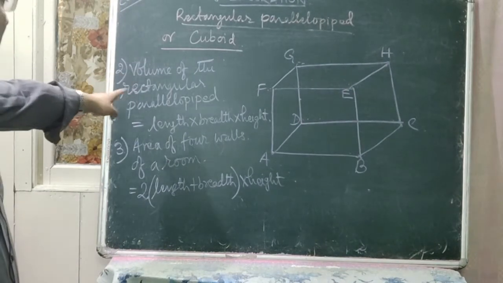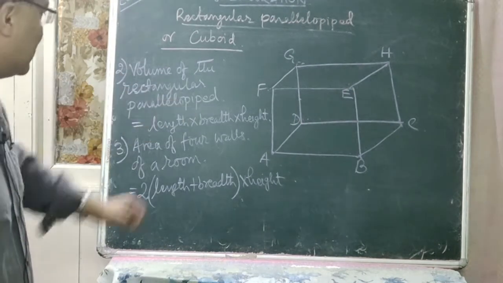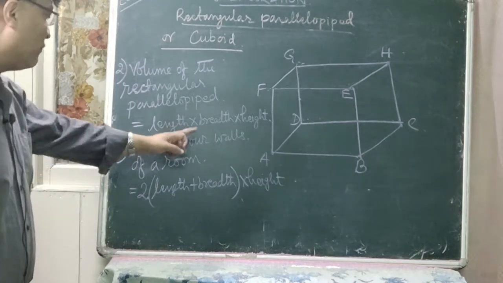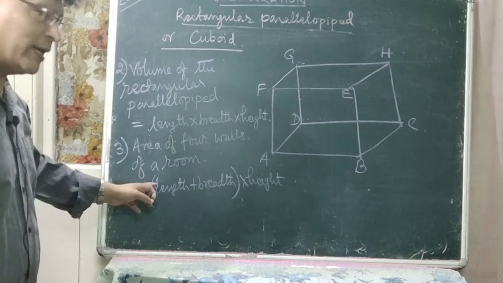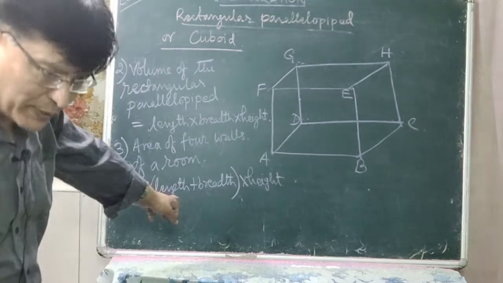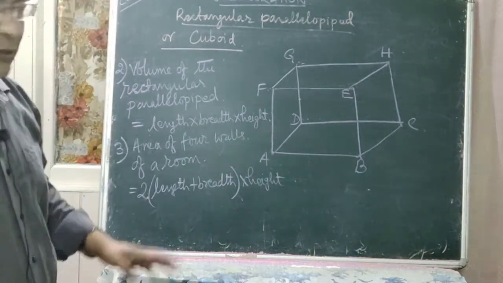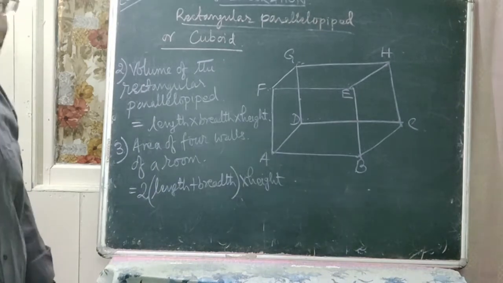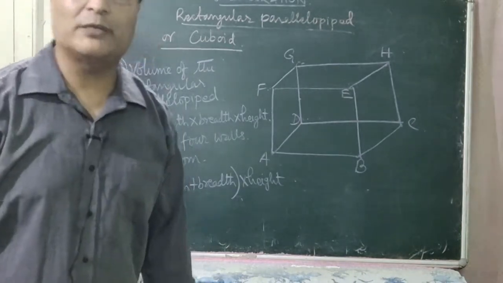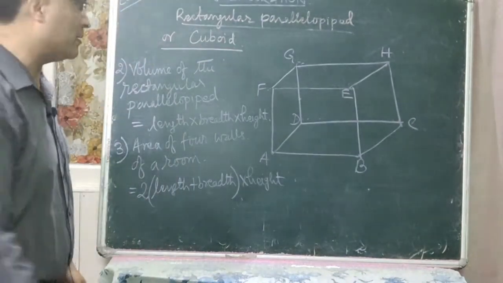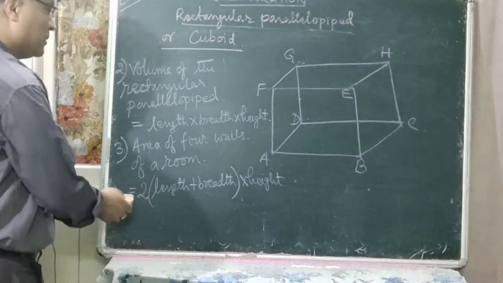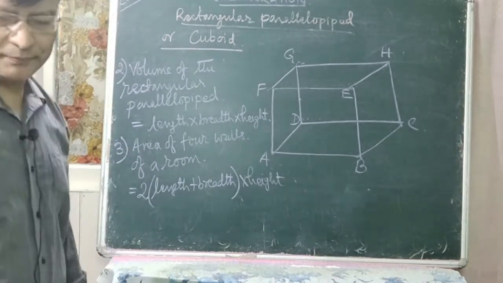Okay, so we can copy it. So number 2: volume of the rectangular parallelepiped is equal to length into breadth into height. Number 3: area of four walls of a room is equal to twice within bracket L plus B, that is length plus breadth, bracket close, into height. Okay, so next one is you have to find out the length of the diagonal of the rectangular parallelepiped. Okay, so you can copy it.